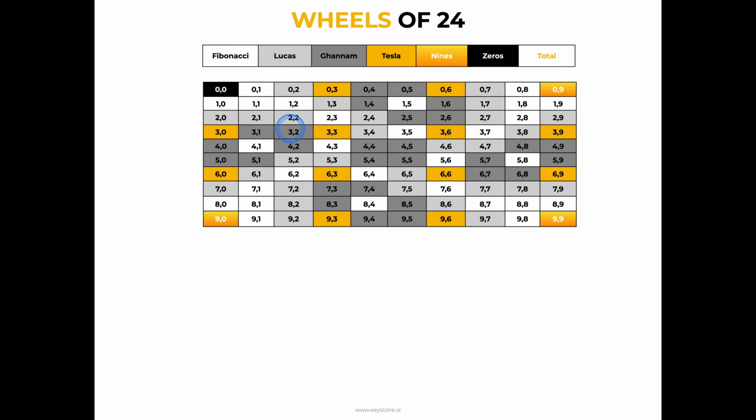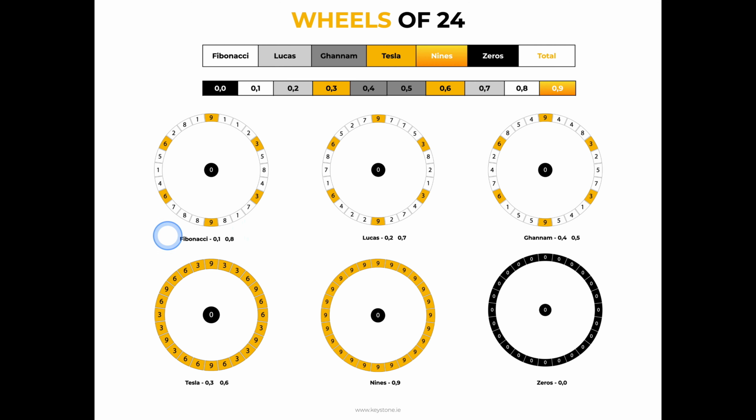Light grey, you get a Lucas wheel. Dark grey, you get a GHANNAM wheel. Gold with black writing, you get a Tesla wheel. Gold with white writing, a wheel of 9s, and black with white writing, a wheel of zeros. So we will start by examining the Fibonacci wheel of 24 and the wheel of 60.